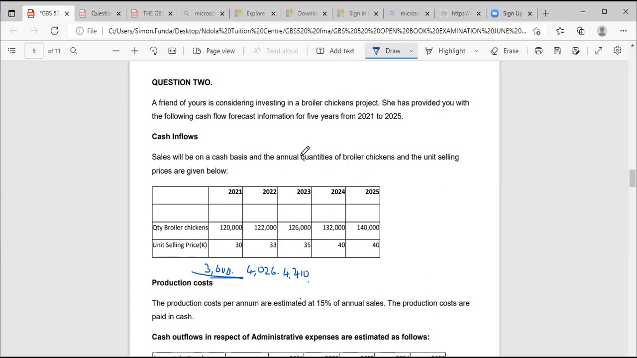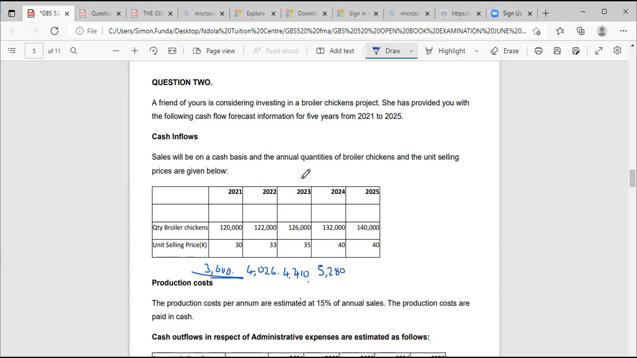We do the same for 2024. In 2024, we are going to sell 132,000 times 40 kwacha per chicken, which is 5,280,000.